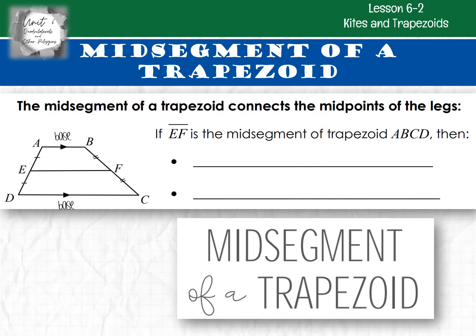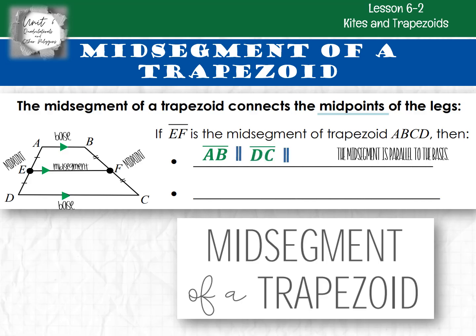The midsegment of a trapezoid connects the midpoints of the legs. So point E is a midpoint, point F is a midpoint. We have the markings to show that the length of segment AE is equal to the length of segment ED, and the length of segment BF is the same as the length of segment FC. If segment EF is a midsegment of trapezoid ABCD, then segment AB is parallel to segment DC, which is also parallel to segment EF. The midsegment's parallel to the two bases.